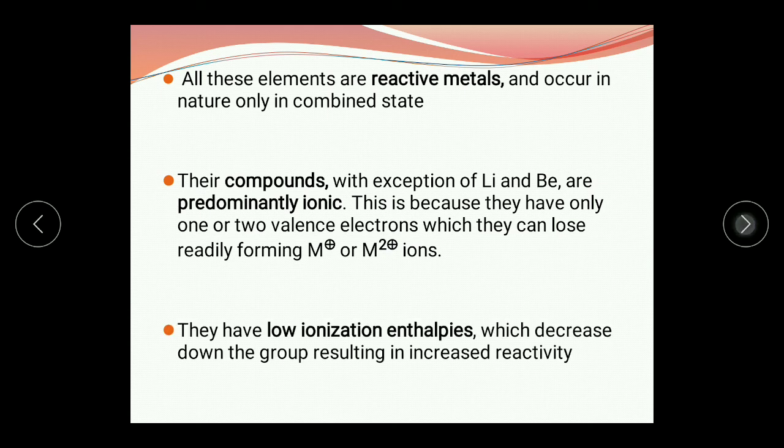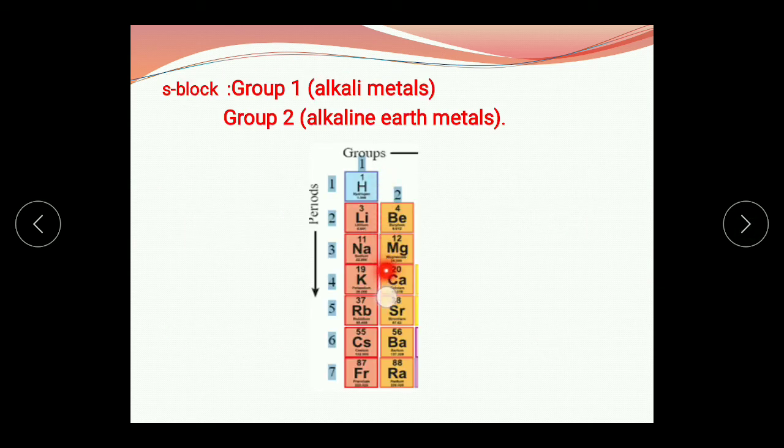Why do they form ions? Because they have very low ionization enthalpies, and that also decreases down the group. Hence, as we move down the group in the S block, the reactivity increases. That means from hydrogen to lithium to sodium to potassium, and from beryllium to magnesium to calcium to strontium, the reactivity goes on increasing. Why? Because ionization enthalpy goes on decreasing. Then what is ionization enthalpy? That property we are going to study in detail. Just now, I will introduce you to this property. Enthalpy is energy.